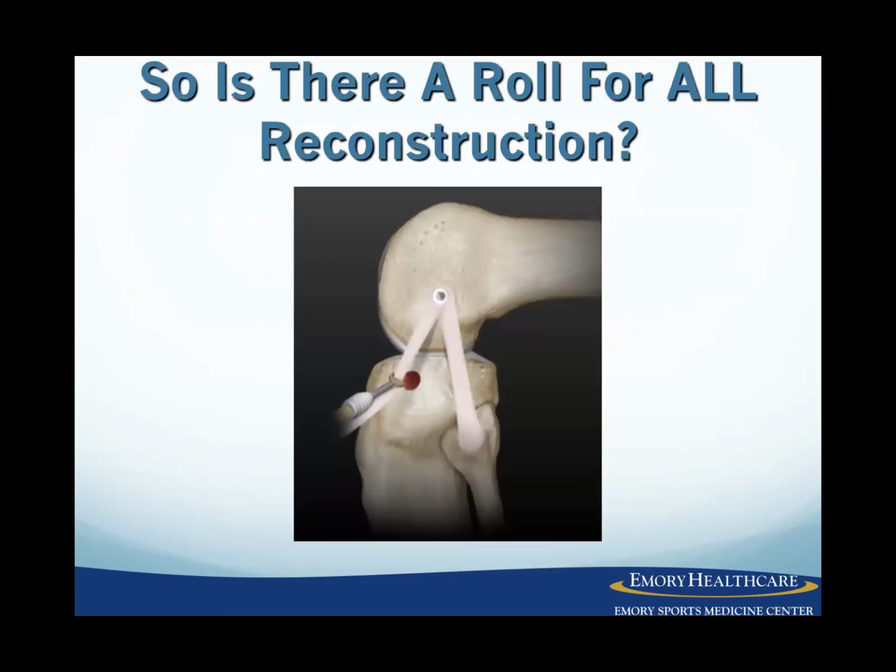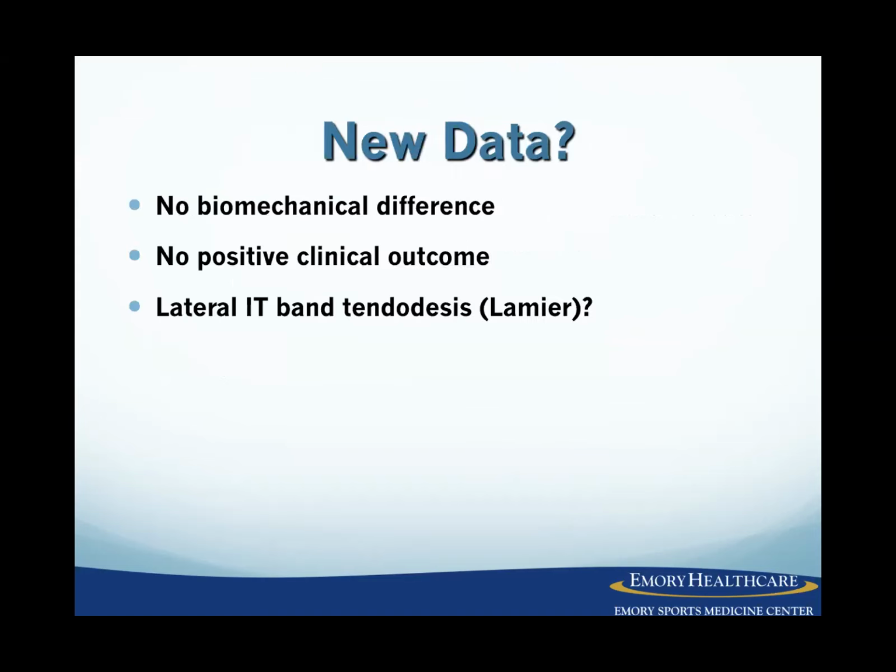There's a whole operation for doing ALLs, and one of the reasons why is because we have people that have failed once or twice, and we know that maybe doing a non-anatomic extra-articular operation could help those people, okay? Because we want to control that rotation. But an interesting thing, when we studied the ALL operation biomechanically, there was no difference from pre-surgery, and no positive clinical outcome when you do it, okay?